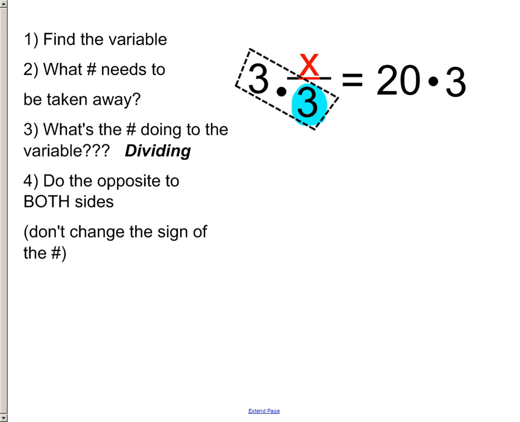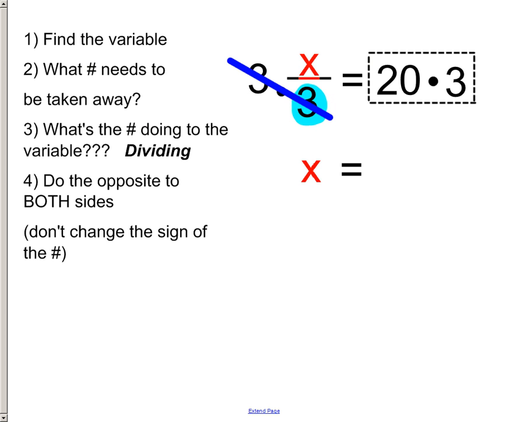This is where I don't want to get into why this works. I just want you to trust me. We'll talk about why it works later. But this cancels out, and the x is freed up. Okay? Just trust me. And 20 times 3 is 60. Let's do one more.